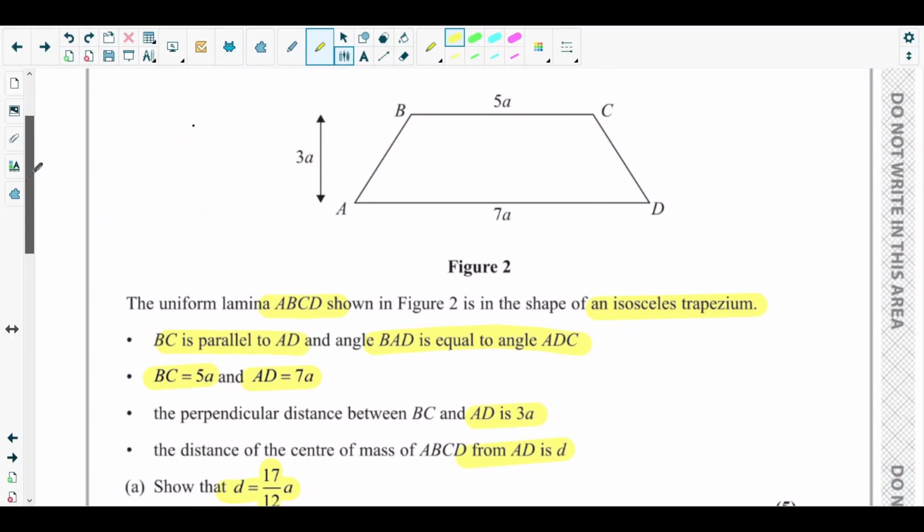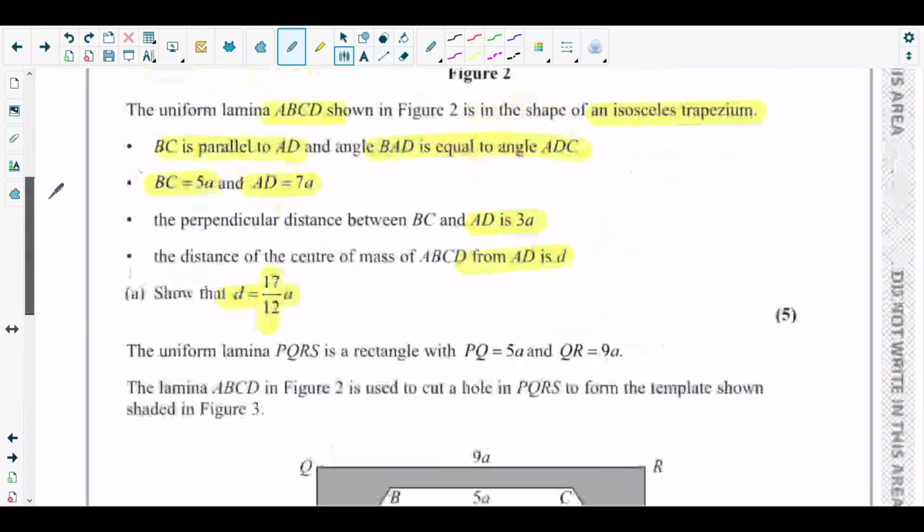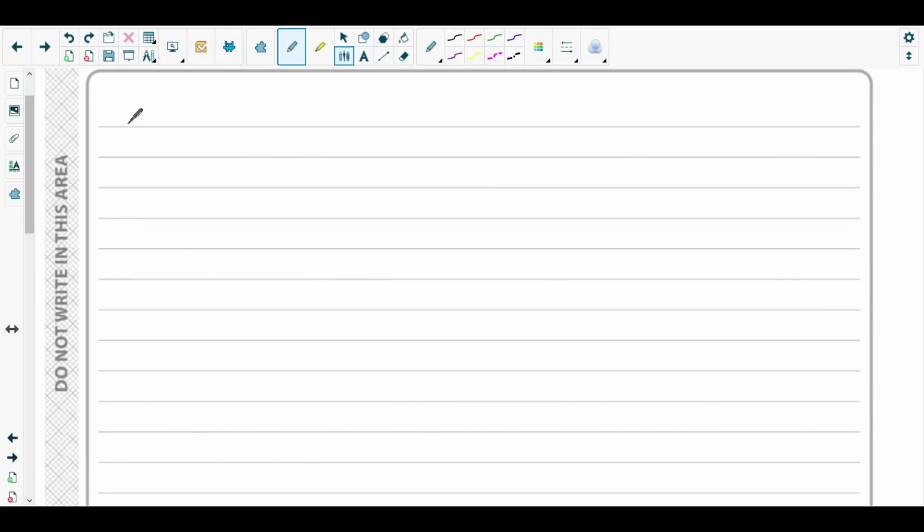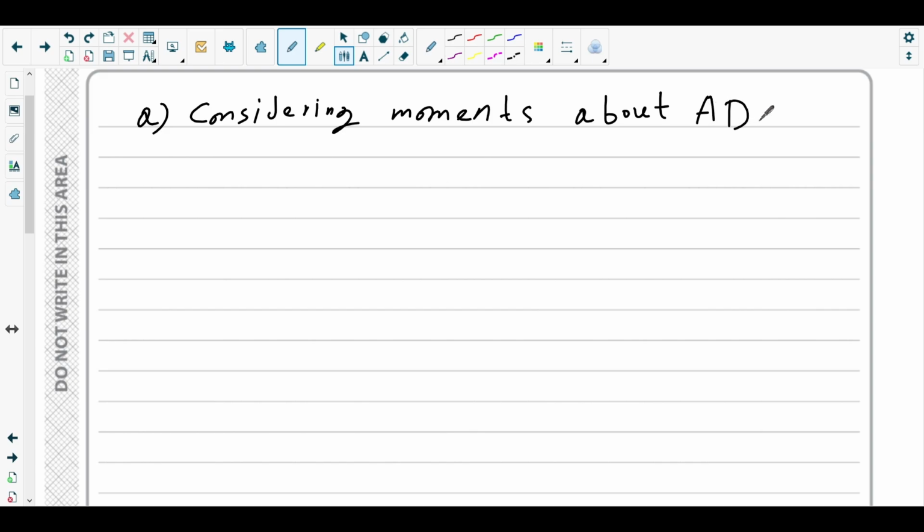So 17/12 a, that means we have to find the distance of the center of mass of this trapezium from the side AD. So for that, we will consider the resultant moment about the side AD. Okay, so for part (a), we will be considering moments about AD, because we have to find the distance of the center of mass from the side AD.